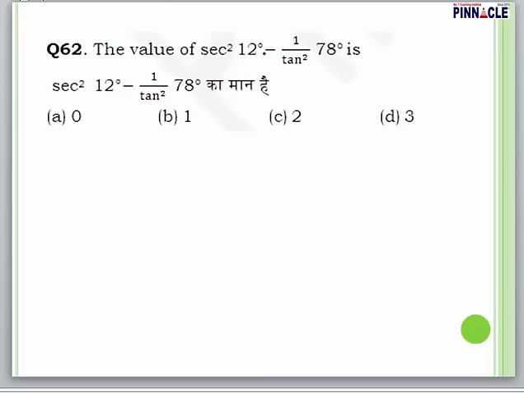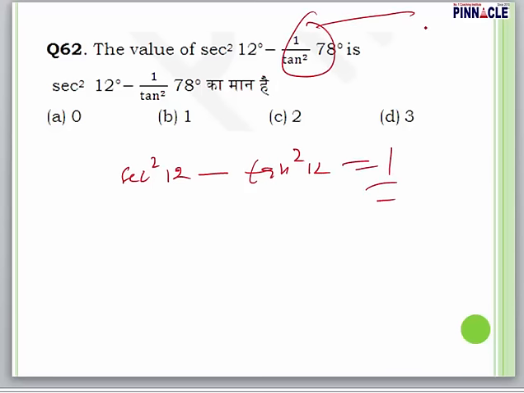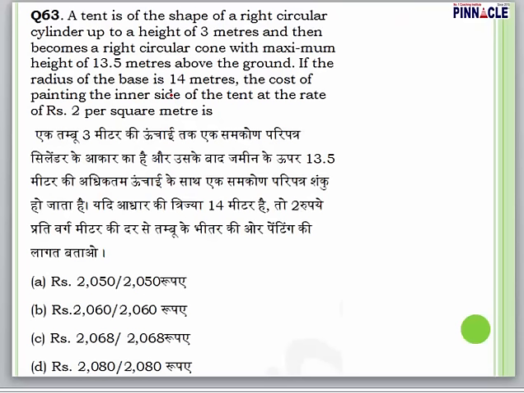The value of secant square 12 minus 1 by tangent square 78. Now secant square 12 and minus, here you can write cot square 78, and cot 78 is equal to tangent 12. So secant square theta minus tangent square theta is equal to 1. In place of that, we have written cot square 78, but cot 78 is equal to tangent 12. Answer is 1.